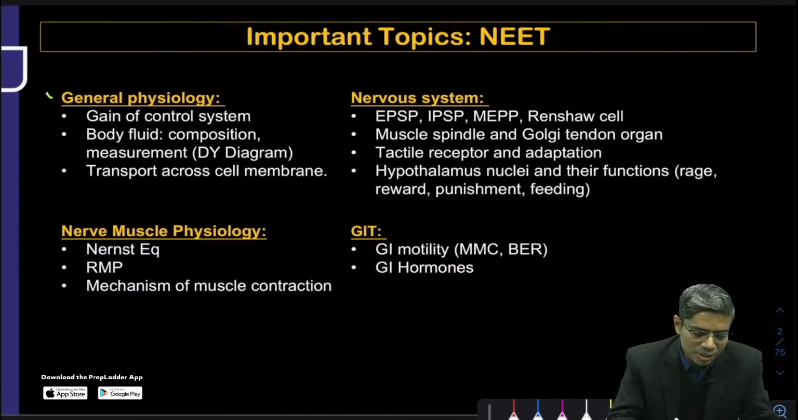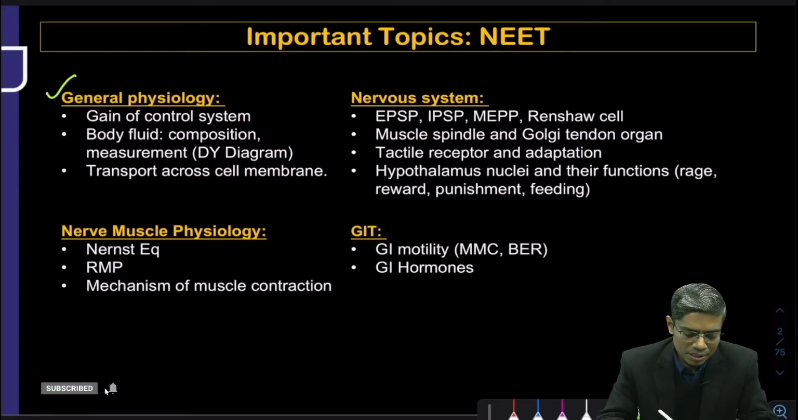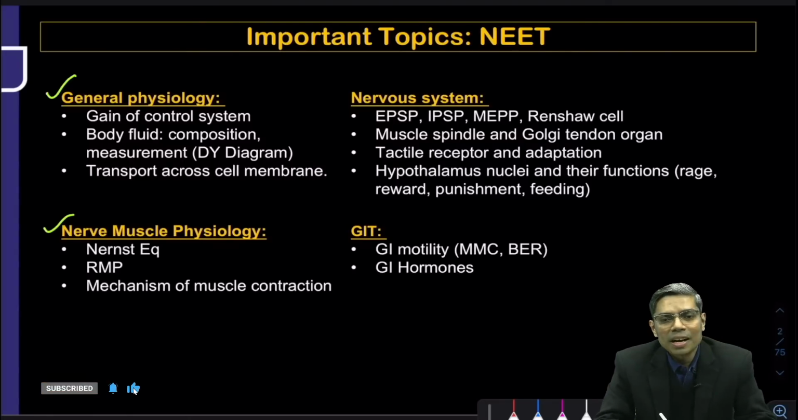General physiology, I have written some topics. These are the most important topics in general physiology for the upcoming NEET entrance examinations. You have to revise at least these topics. Similarly, in nerve muscle physiology, I have written only a few topics. At least please revise these topics before going into examinations.